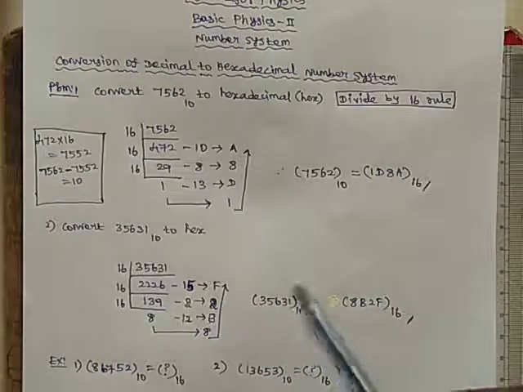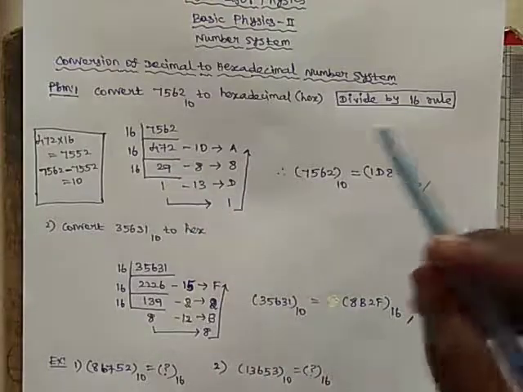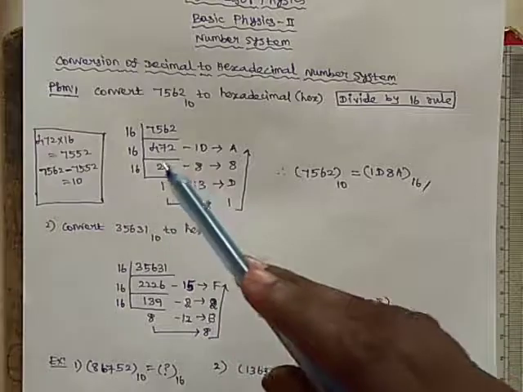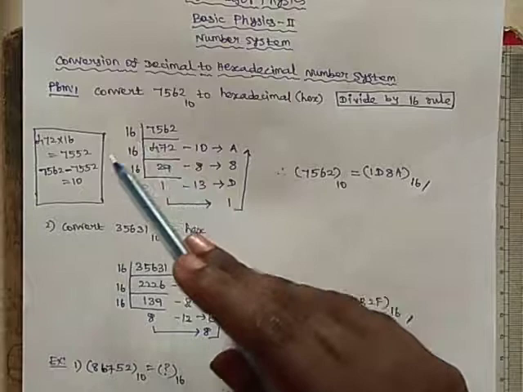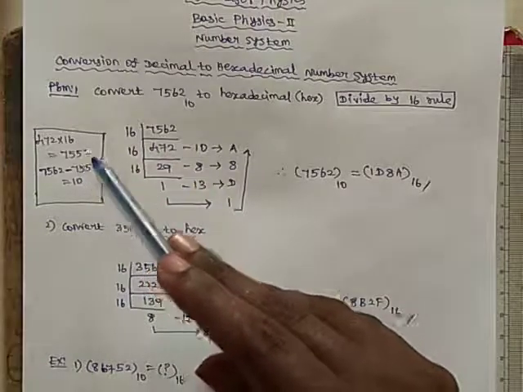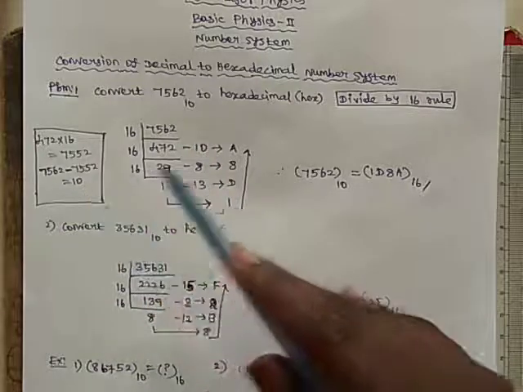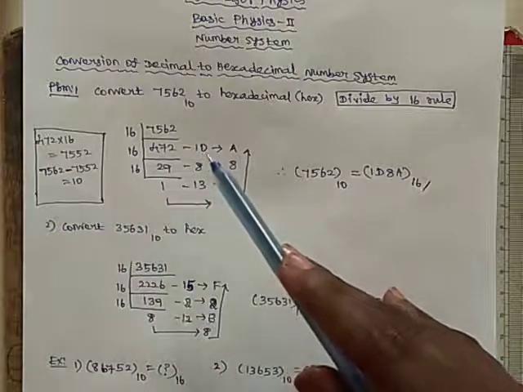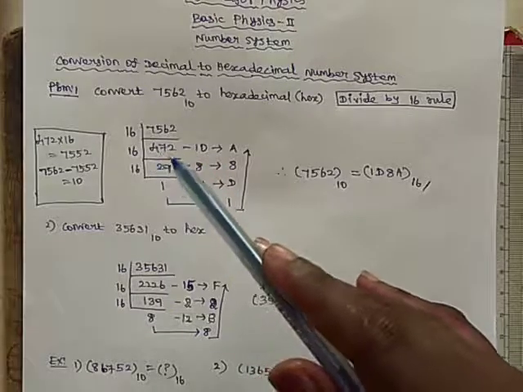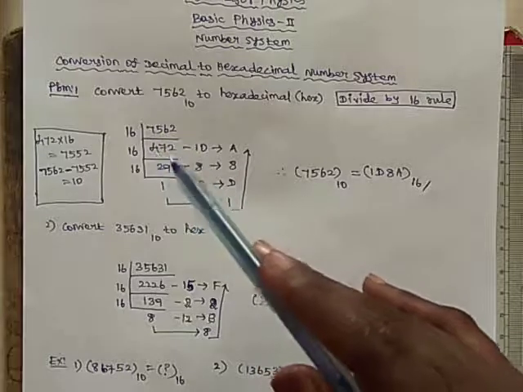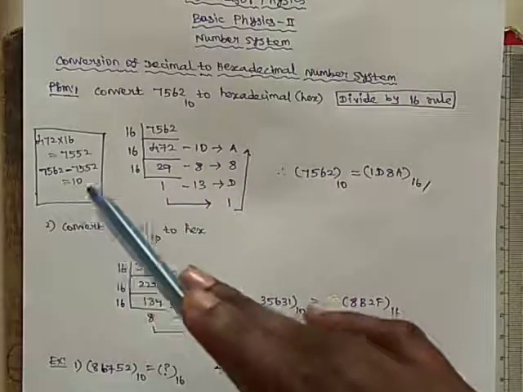Students, when you use the calculator, the division shows fractional numbers. So what you are going to do is multiply 472 into 16, which gives 7552. Then you subtract this from the number, so 7562 minus 7552 gives 10. This is the remainder. So when you use the calculator, you have to be cautious about this. That is, you take the whole number part of the division, and you write the remainder like this. You just follow this.